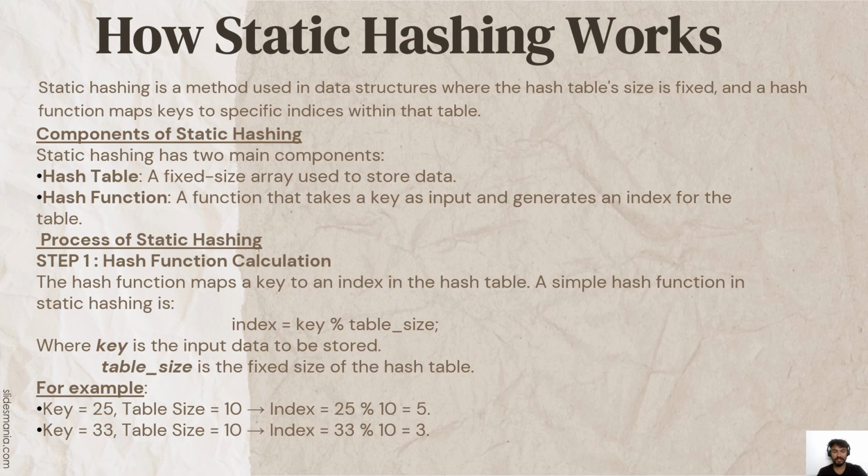A simple hash function in static hashing is: index = key modulus table size, where key is the input data to be stored, and table size is the fixed size of the hash table. For example, key = 25, table size = 10. Using this mathematical function, we get a unique value to store the number at an index. That is, index = 25 % 10. We get the remainder as 5, so we store the value 25 at index 5.